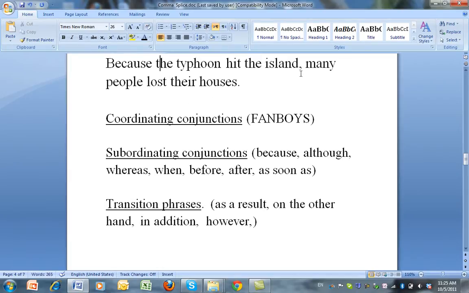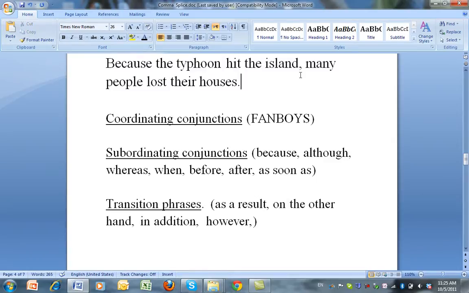Now notice that comma didn't move. It stayed right where it was. But what I did was take the subordinating conjunction and put it in the beginning of the sentence. Because now it's saying why people lost their houses. Because the typhoon hit the island, comma, many people lost their houses.